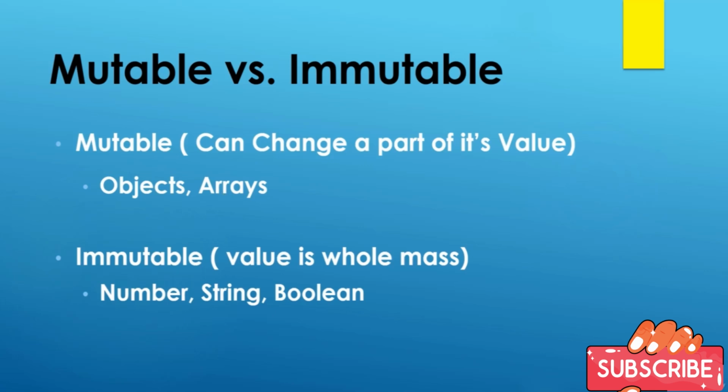Immutable means the value is a whole mass. You cannot change a small part of its value. Something like a number: we are talking here about number 3, number 5, number 7. You cannot change part of it. The same goes for strings and Booleans.